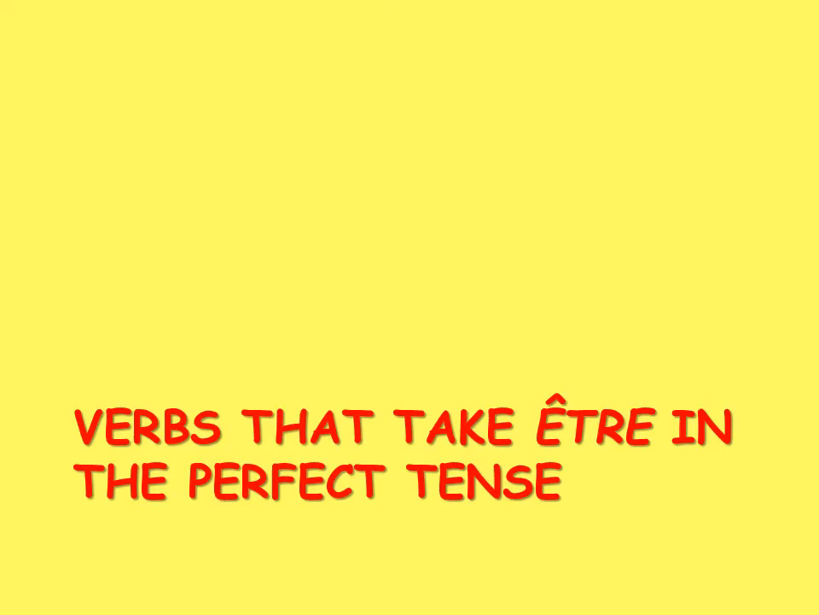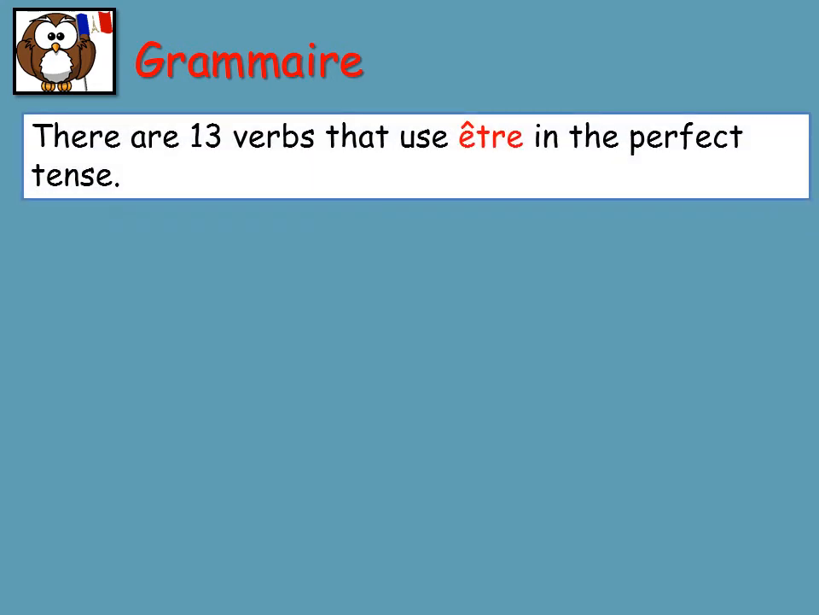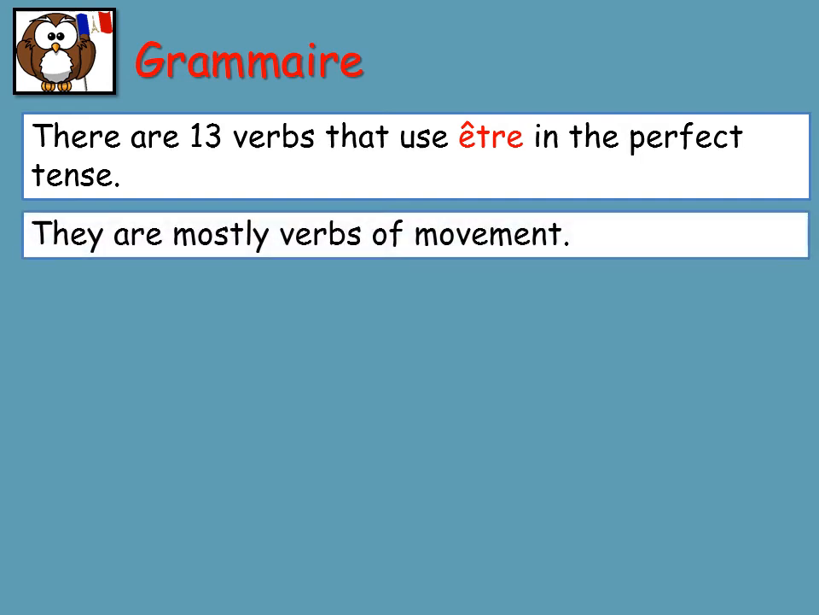Okay, now then, as we've learned, most verbs take avoir in the perfect tense, but there are some verbs, quite a short list, that take être. And that's what we're going to learn about now. There are 13 verbs that use être in the perfect tense. They are mostly verbs of movement, a change of state. So mainly about either going somewhere or something to do with moving.